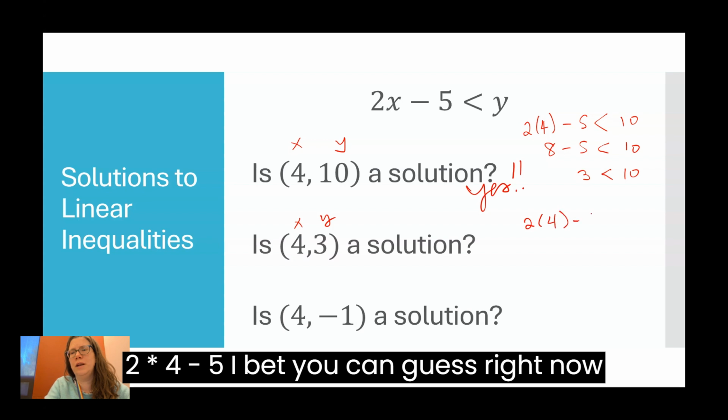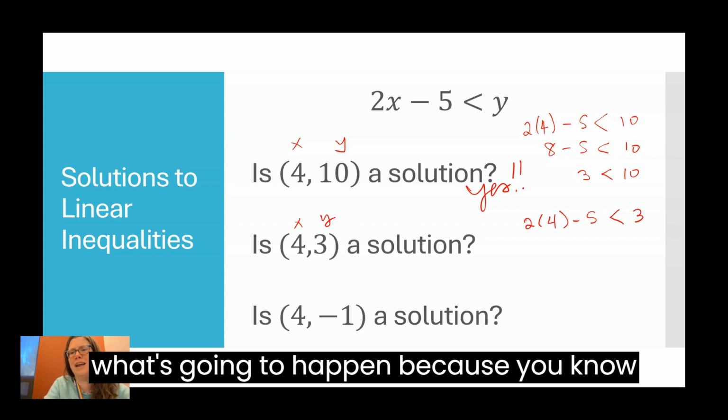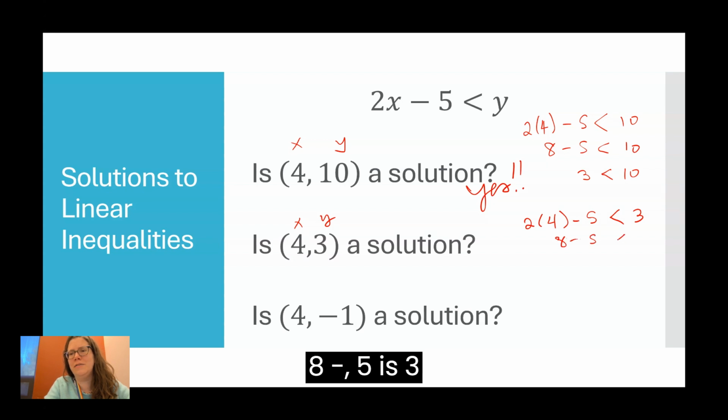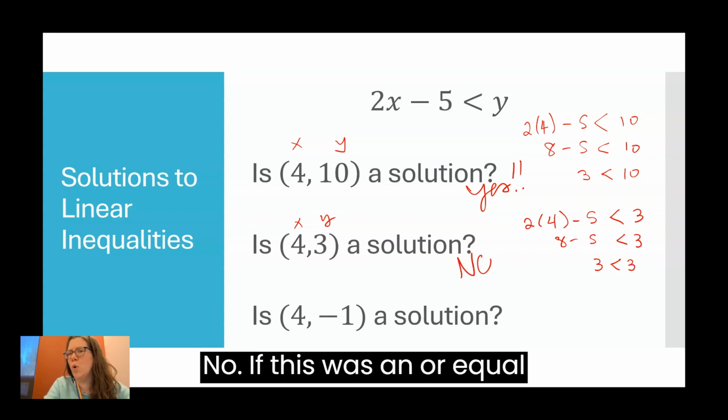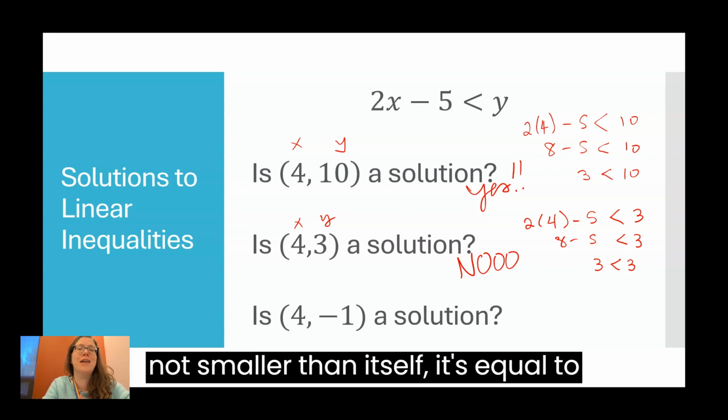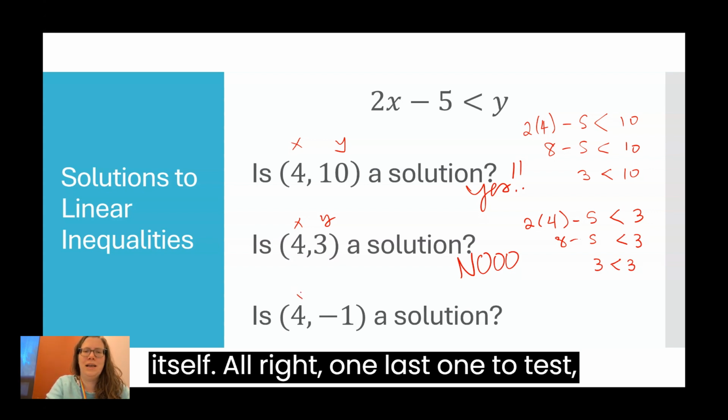Let's try (4, 3). 2 times 4 minus 5. I bet you can guess right now what's going to happen because you know what the left side is going to do. 8 minus 5. Is 3 less than 3? No. If this was an or equal to, this would totally work, but it's not. It has to be less than, and 3 is not smaller than itself. It's equal to itself.